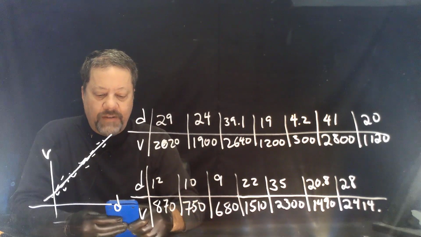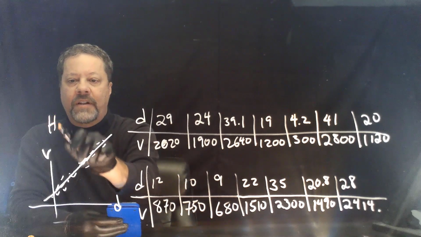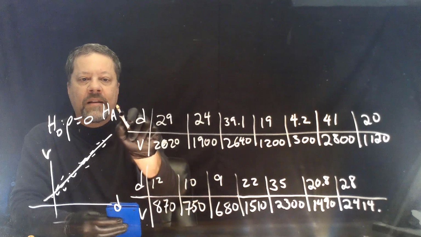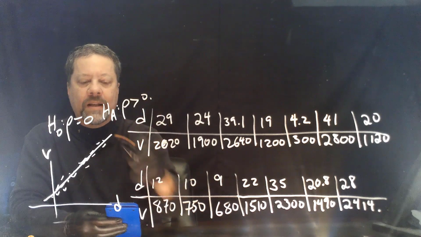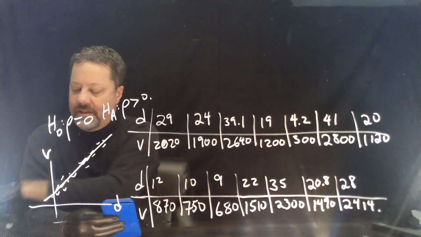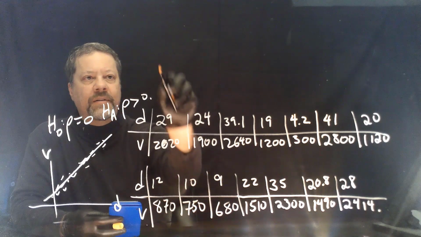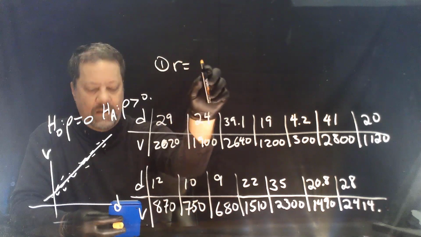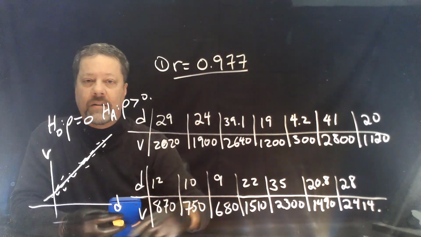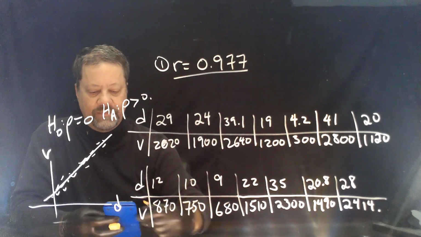The alternative hypothesis, first of all, the null hypothesis is that the correlation is 0. The alternative hypothesis will be that the correlation is positive. And so that's the way we'll approach this for this problem. We find that the correlation is 0.977, very close to 1, very close to a linear relationship here.